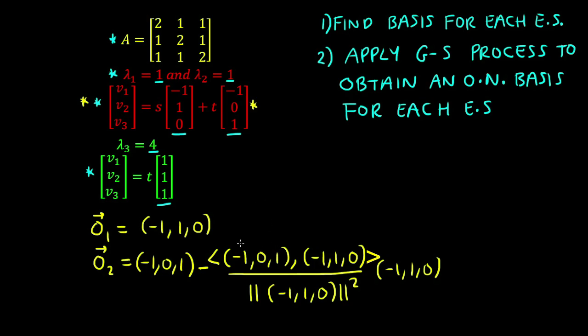And if you do the algebra, the inner product evaluates to 1. And the square norm of this basis vector is √2 squared, which is 2. And therefore 1/2 multiplied by this vector gives -1/2, 1/2, and 0. So finally we have -1 plus 1/2 is -1/2, 0 minus 1/2 is -1/2, and 1 minus 0 is 1.